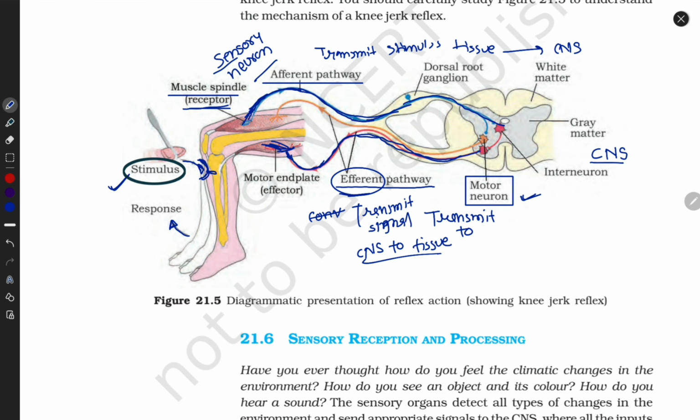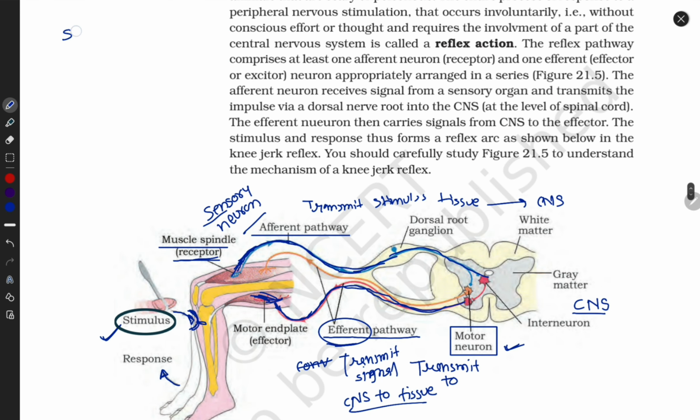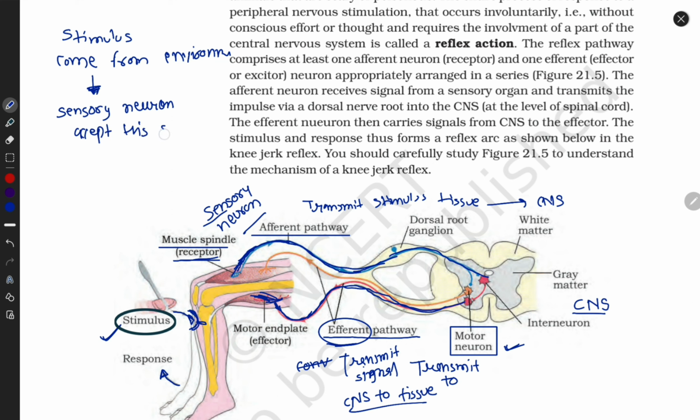I repeat once again by flowchart. Look here. Stimulus comes from the environment. The sensory neuron accepts this signal by its receptor. This stimulus works as a ligand, and sensory neurons work as a receptor. Simple. These are dendrons, and these are signaling molecules.